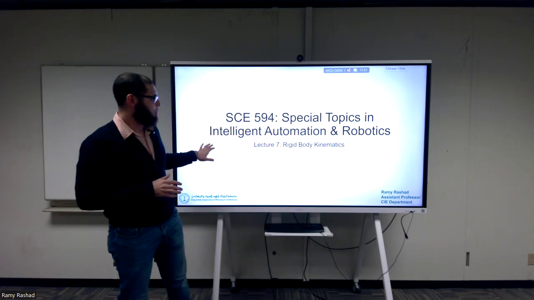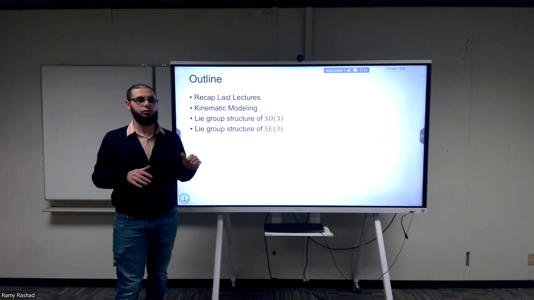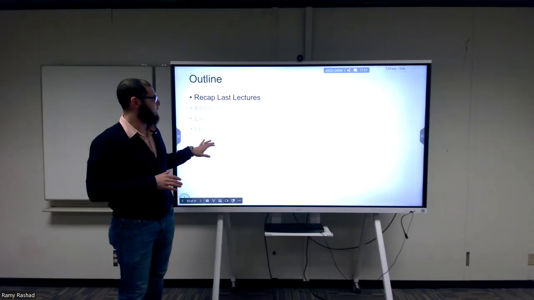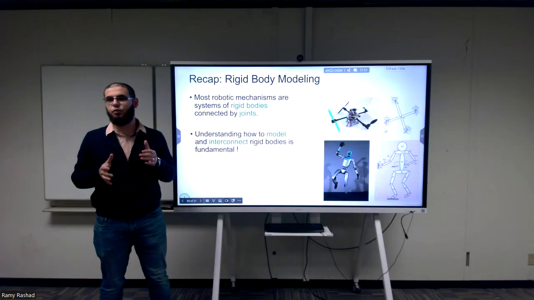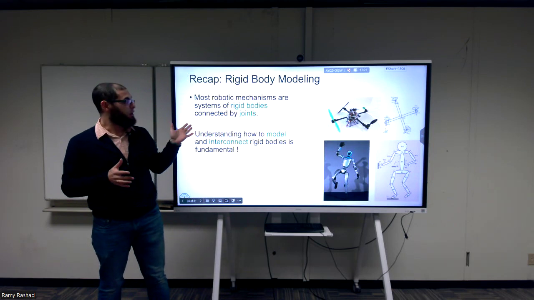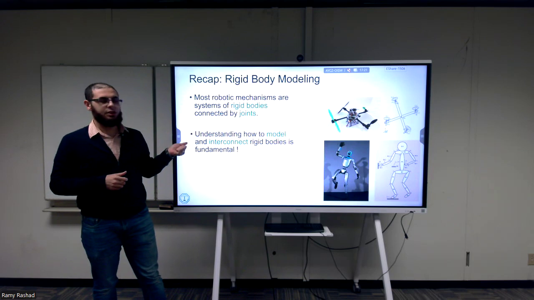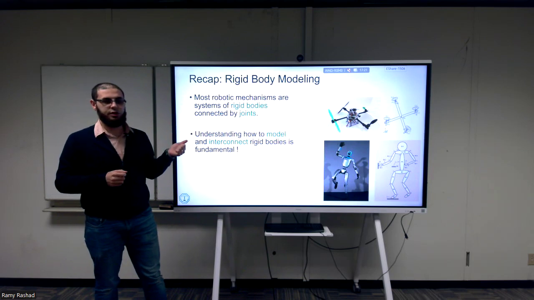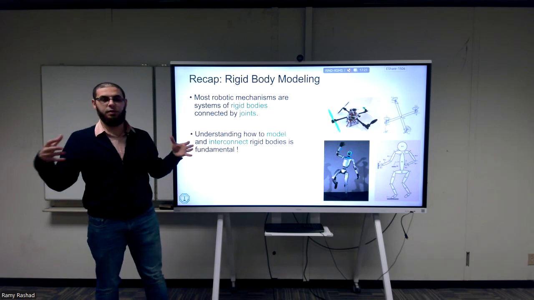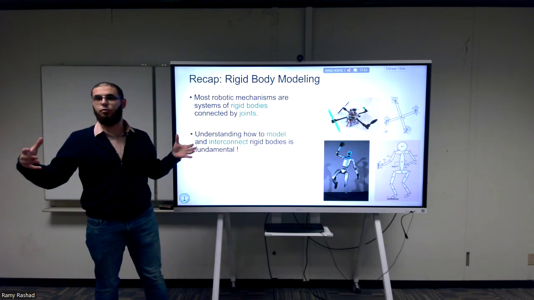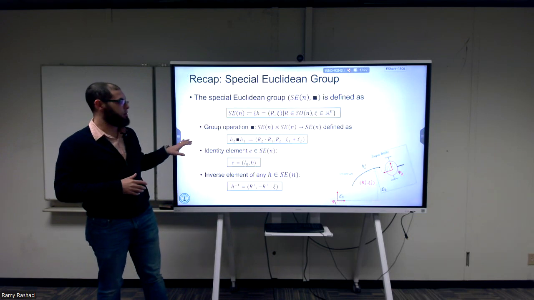Okay, so today we're going to be continuing on topic number 2, rigid body modeling. And as a recap of last time, we said that most robotic systems we'll be considering will be rigid bodies connected together by joints. It's essential to understand how to model a rigid body and how to connect these rigid bodies together. And this is how we're going to be building up complex dynamic models for complex robotic systems.